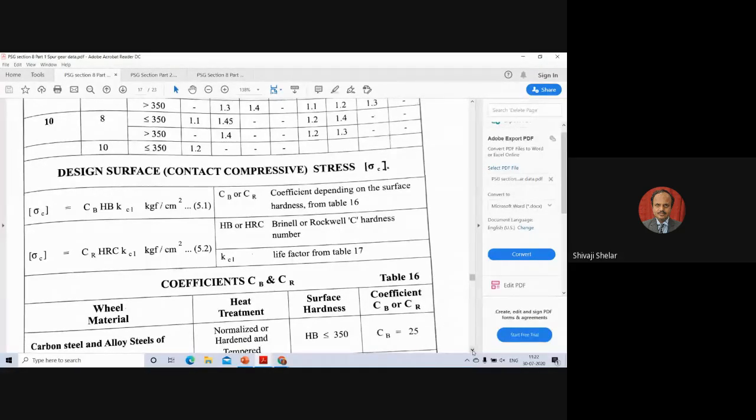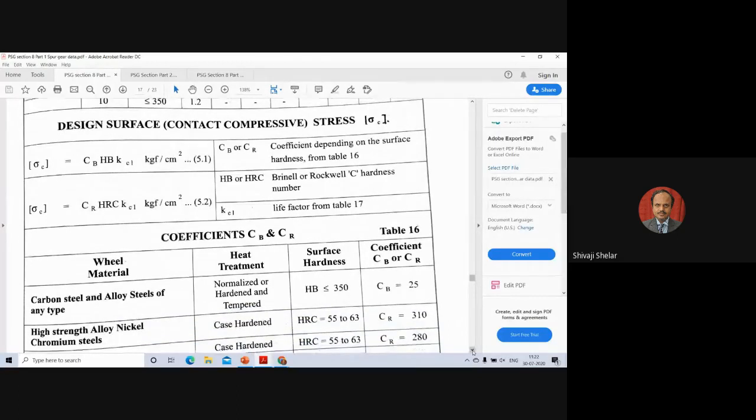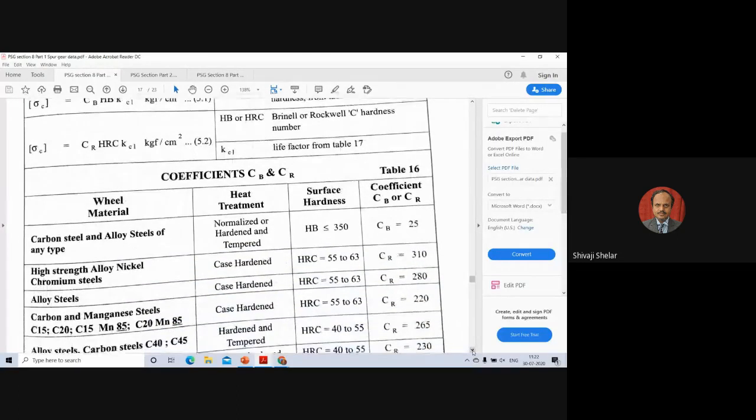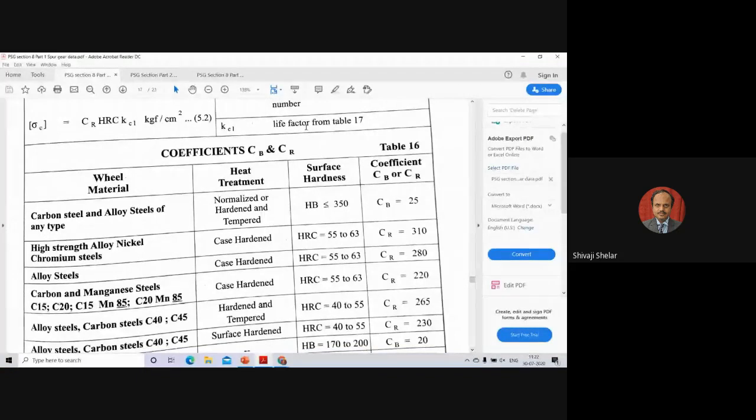Now, to get the value of CB in this equation, there is a table 16 here. This is table 16. Coefficients CB and CR are there. Since the material we are using is carbon steel, and we are using normalizing and hardening process, and the hardness value for the given problem is less than 350, our given hardness is 300 Newton per millimeter square, so this is less than 350. So the coefficient CB value should be 25. So that's why we selected 25.